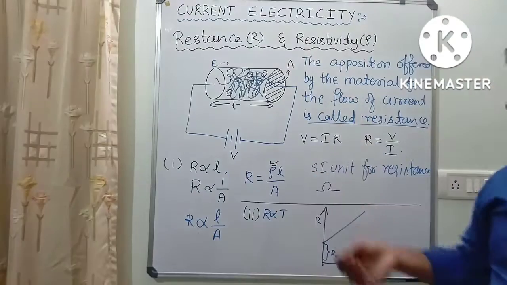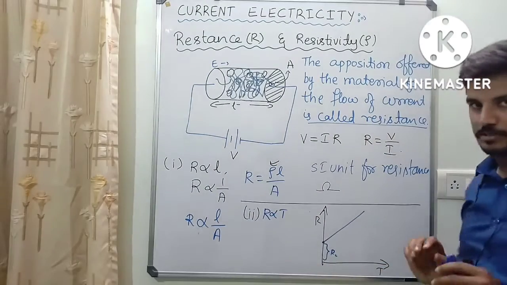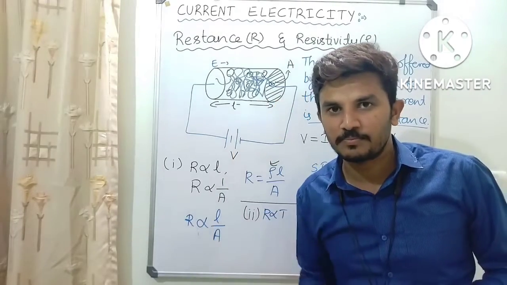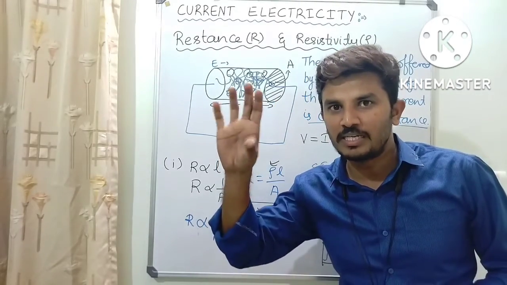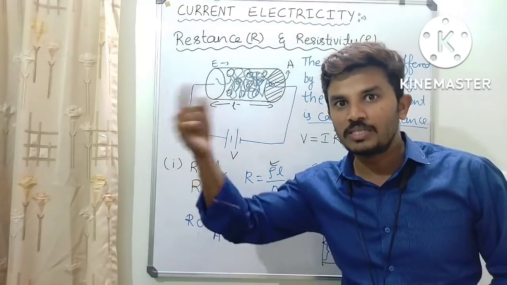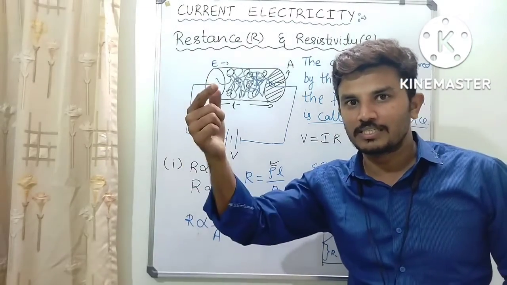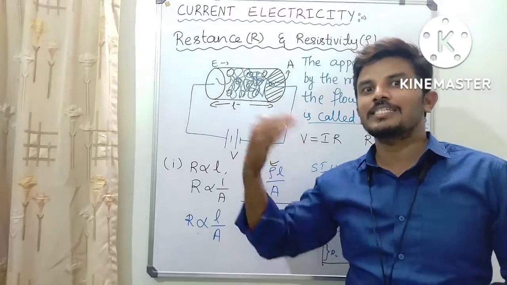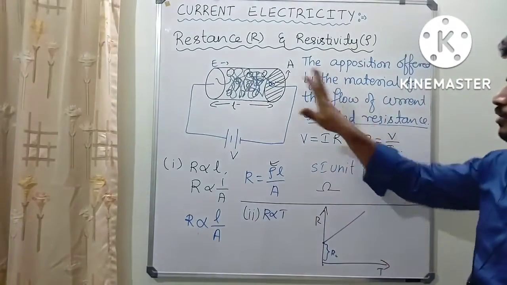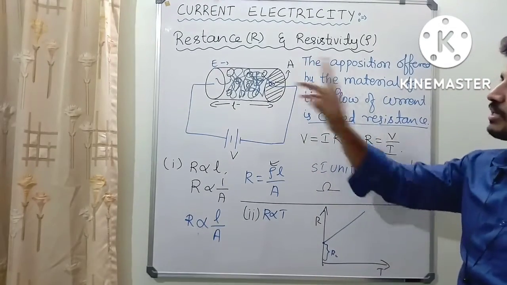So opposition increases because of increasing temperature. In simple way, if temperature increases, velocity of the charged particle increases and collisions increase. When collisions increase, opposition increases. When opposition increases, resistance increases. Okay, they are all interlinked like that. So do remember this thing. This is all about resistance.